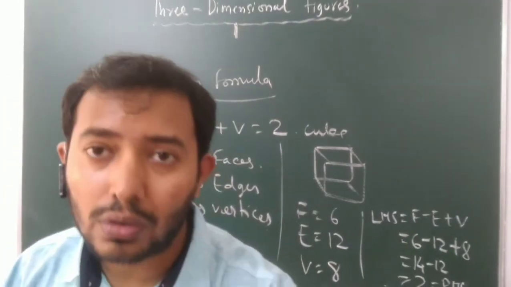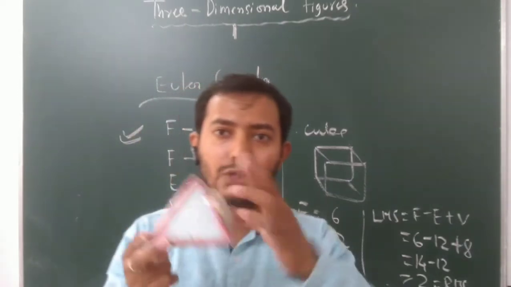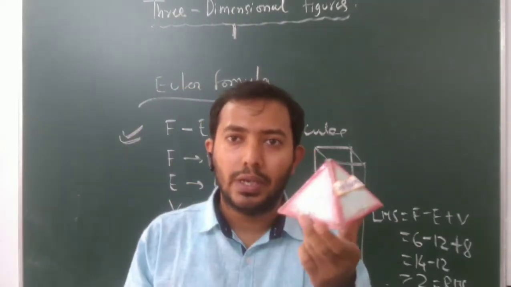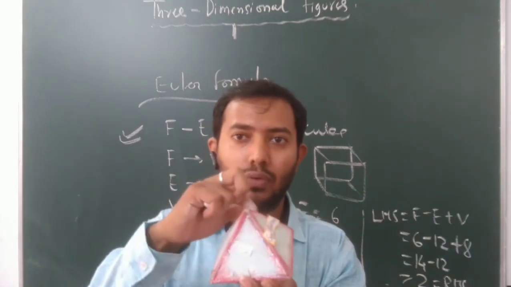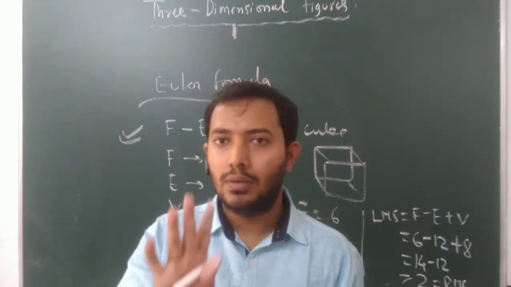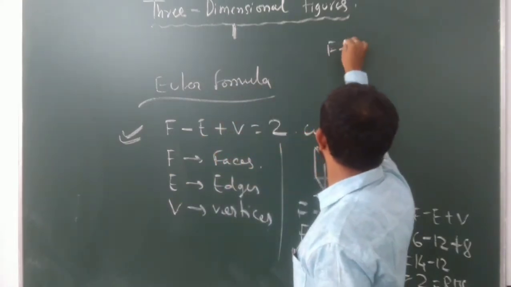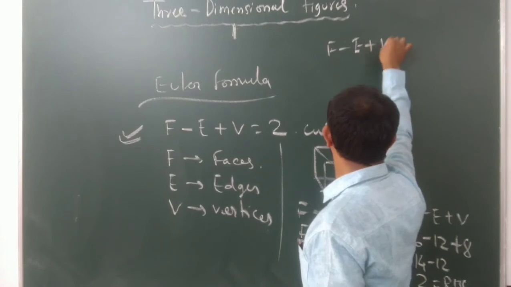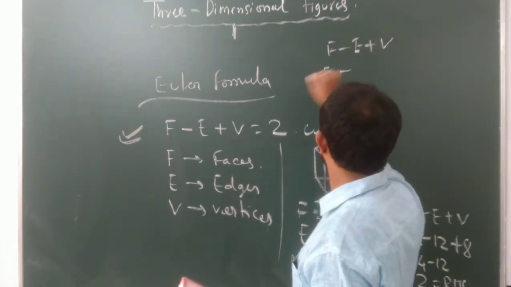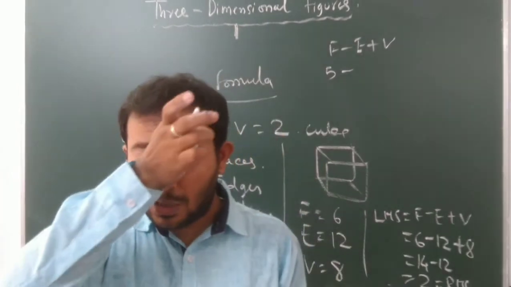So let's go for this one. Square pyramid. So if we look at this square pyramid, how many faces can you guess? Yes. 1, 2, 3, 4 and 5. 5 faces. Okay. So we'll write F minus E plus V. So here 5. Next, your edges. How many edges are there?